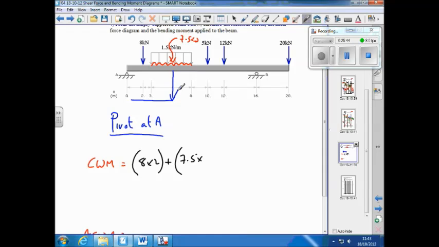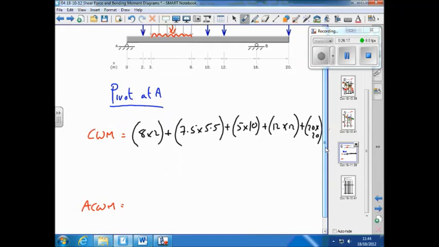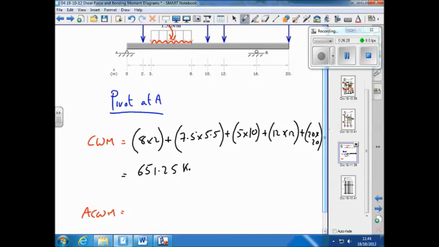Okay? 5.5 plus 5 times 10 plus 12 times 12 plus 20 times 20 gives us the total clockwise moments. Okay? And then the anti-clockwise moments, so what does this come to? Add them all up, what do we get? 651.25. And these are measured in kilonewtons, so that's kilonewton meters. So that's the total clockwise moment.